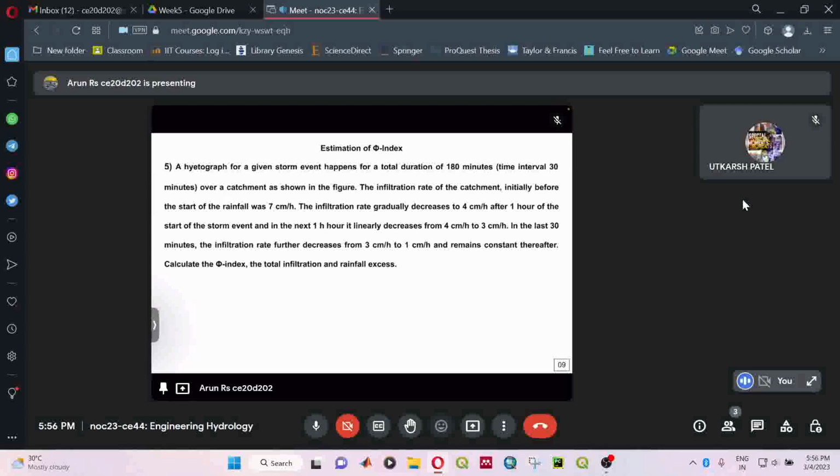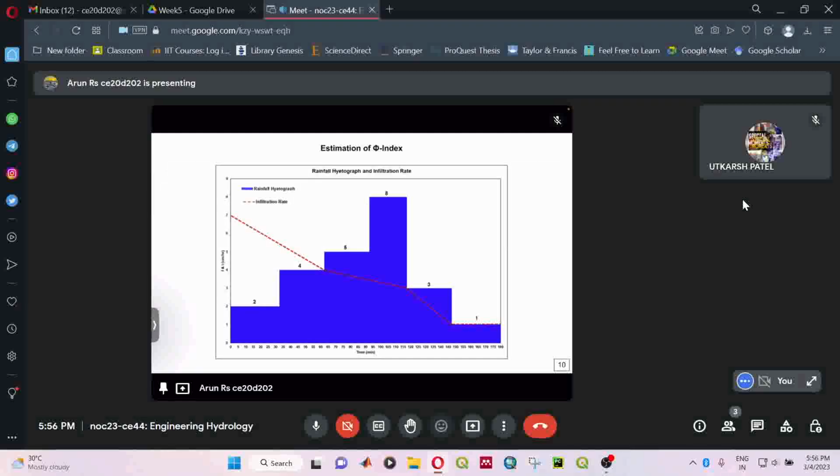And in the next 1 hour, it linearly decreases from 4 centimeter per hour to 3 centimeter per hour. And in the last 30 minutes, the infiltration rate further decreases from 3 centimeter per hour to 1 centimeter per hour, and thereafter remains constant. And we need to find out what is the phi index, total infiltration, and the rainfall excess.